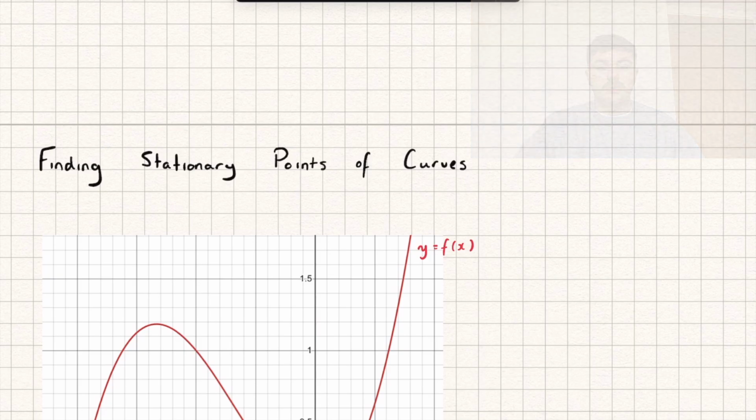So to start off with, let's talk about what we mean by a stationary point. Well, any point on your curve where the derivative is equal to 0 is what we call a stationary point, and that's pretty much it.